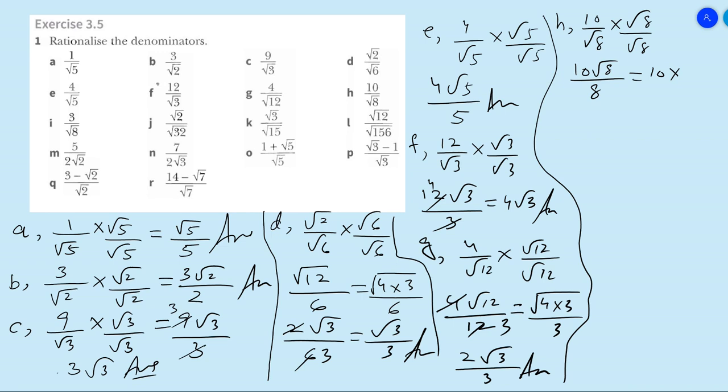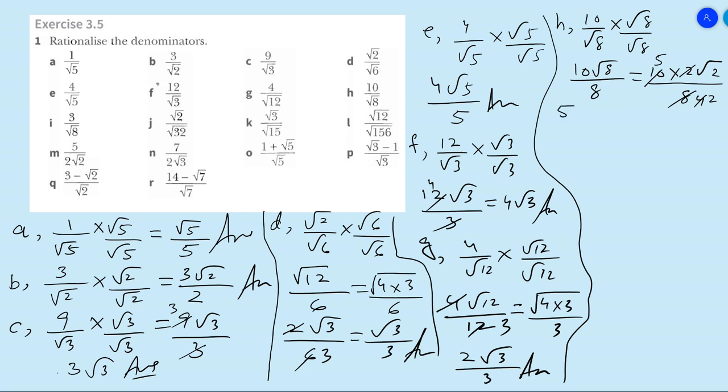It will be 2 upon 8. Now cancel this. 2 4s are 8, 2 5s are 10, 2 2s are 4. Final answer is 5 root 2 upon 2.